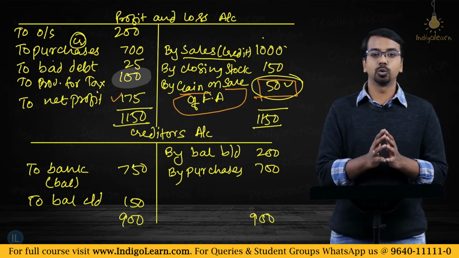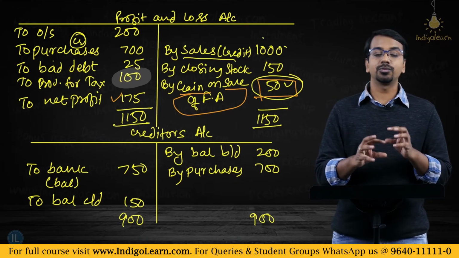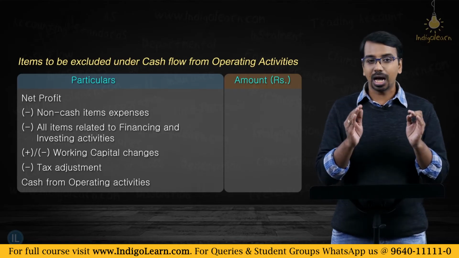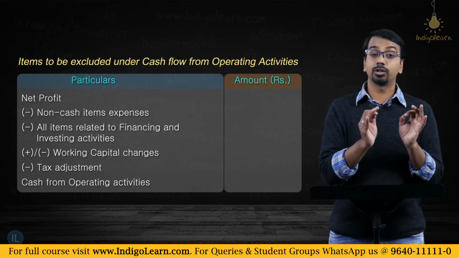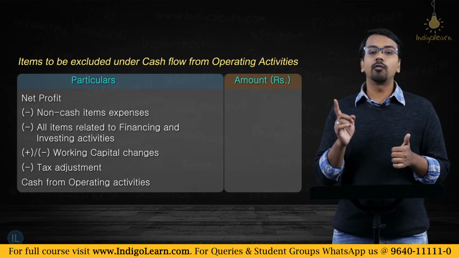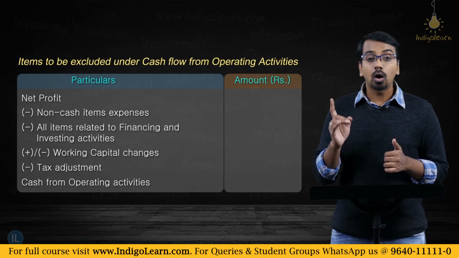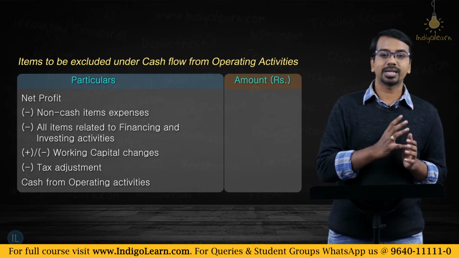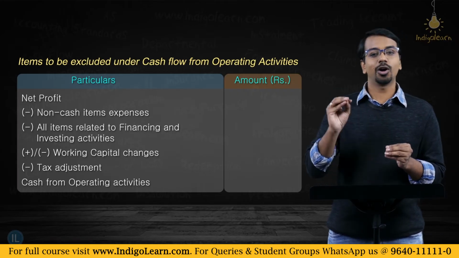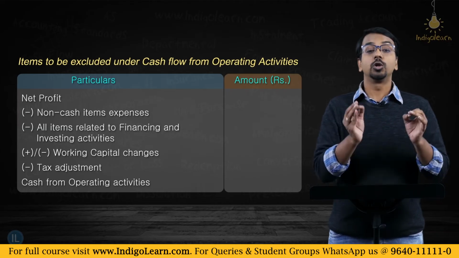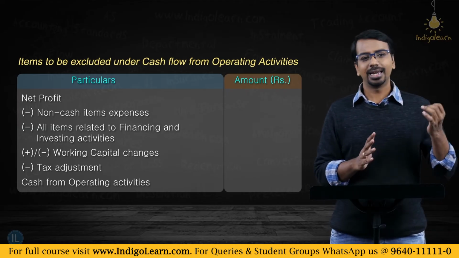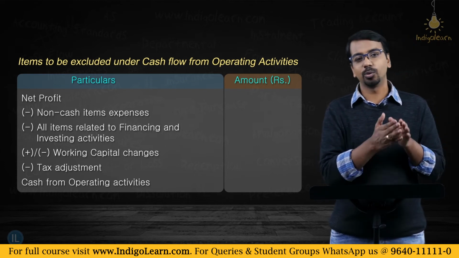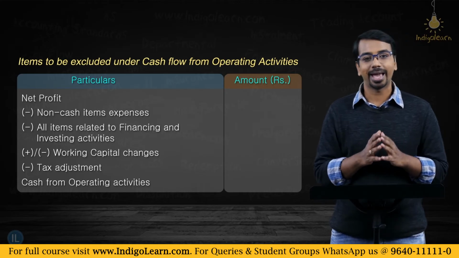So you have to be careful in choosing what are the items which we need to exclude while computing cash flow from operating activities. So when you start with net profit, the points that you need to keep in mind is, first, remove all the non-cash items or non-cash expenses. Second, remove all those items which pertain to financing or investment activity. Third, do the working capital changes. And lastly, account for income tax payment or adjust the income tax payment. You will get the cash flow from operating activities.